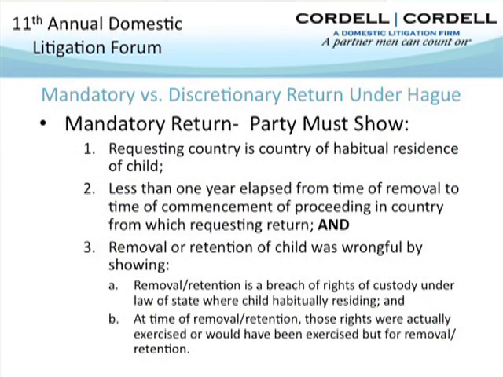Mandatory versus discretionary return. If there's going to be a mandatory return, the party must show the requesting country is the country of habitual residence of the child. Less than 1 year has elapsed from the time of removal to the time of commencement of proceeding in the country from which you're requesting return. And the removal or retention of the child was wrongful. So you have to show that it's a habitual residence, less than 1 year, and the removal was wrongful, by showing the removal or retention is a breach of rights of custody under the law of the state where the child habitually resides. So it's basically breaching a custody order here, or some kind of custody law here.